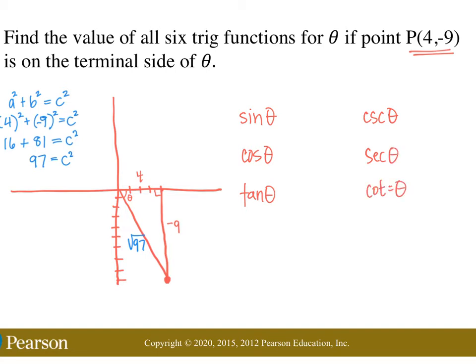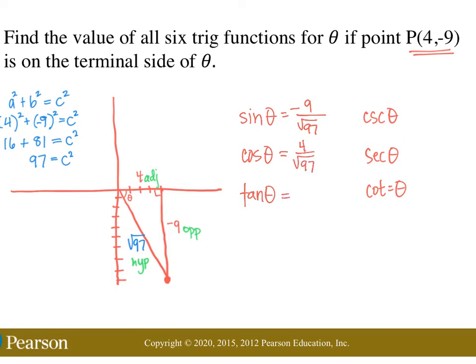We'll use SOHCAHTOA for a right triangle. So the sine is always the opposite, which is -9, over the hypotenuse, which is the square root of 97. So the sine of theta is -9 over the square root of 97, which can't be simplified. The cosine is adjacent, so CAH for SOHCAHTOA. And so that would be 4 over the square root of 97.